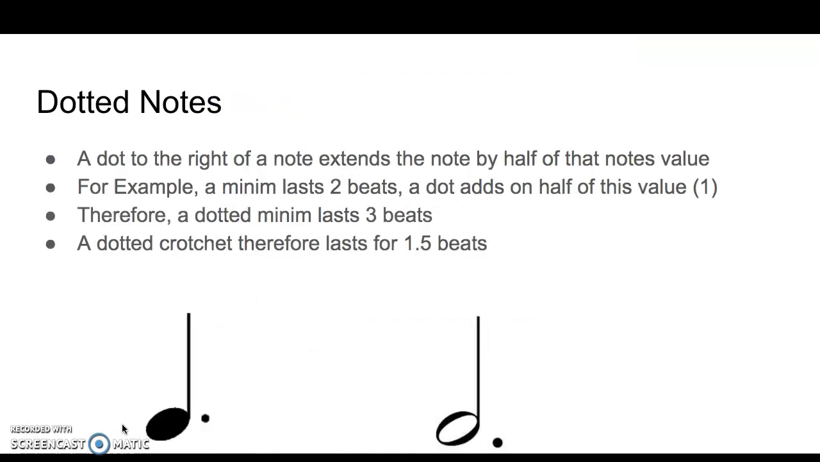So dotted notes. A dot to the right of a note extends the note by half of the note's value. So for example, a minim lasts for 2 beats. A dot after the minim adds on half of this value, which is 1. So therefore, a dotted minim lasts 3 beats. A dotted crotchet will last for 1.5 beats, because a crotchet lasts for 1 beat. The dot adds on half of that value, so that's a half. Put it together, you get 1.5 beats.